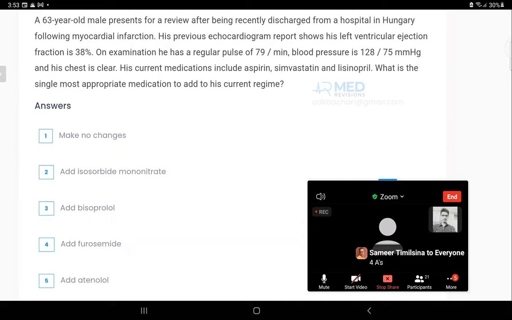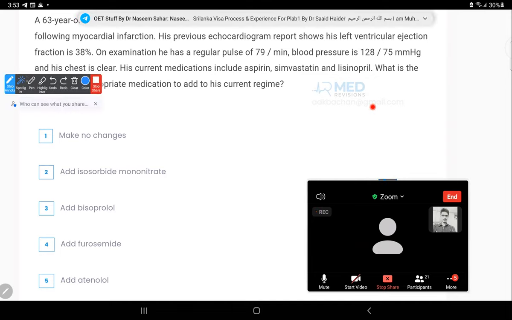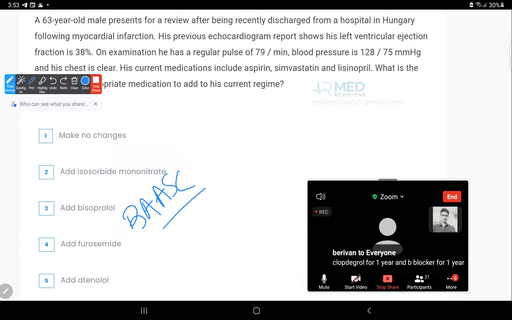No, 4 A's, okay. So what does that 4 A's mean? Okay, BASIC, right? We did talk about it, I remember that. BASIC, yeah? Beta blocker, aspirin, all right, okay. Then ACE inhibitor, then simvastatin and clopidogrel, right? So he's taken an aspirin, okay. He's taking simvastatin, all right? He's taking lisinopril. What is left? What is left?